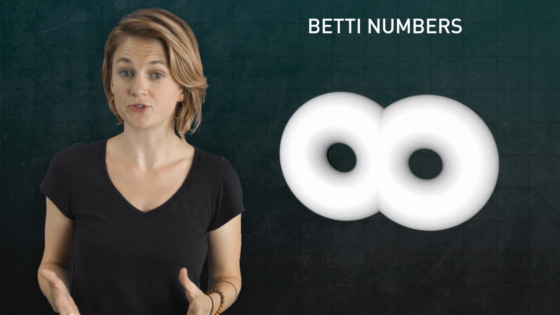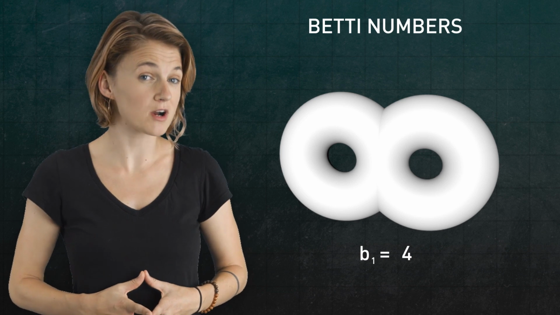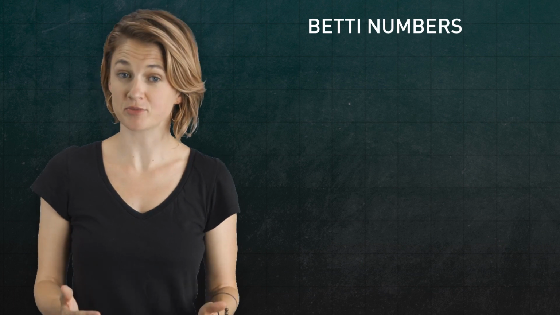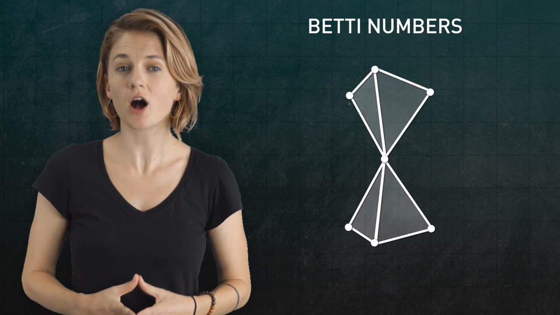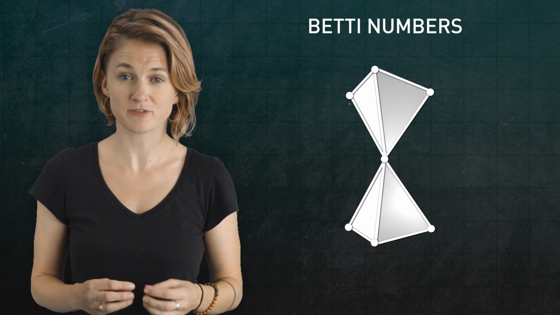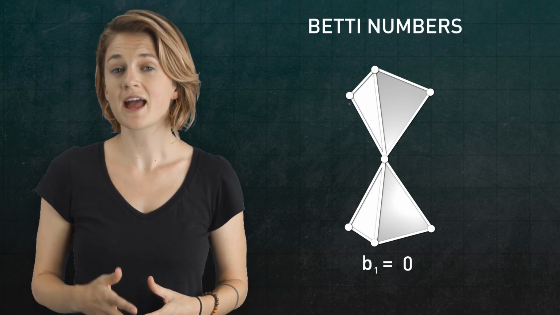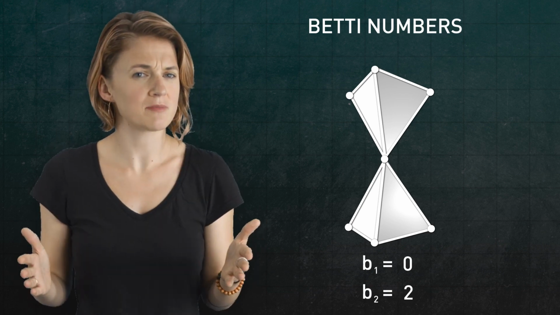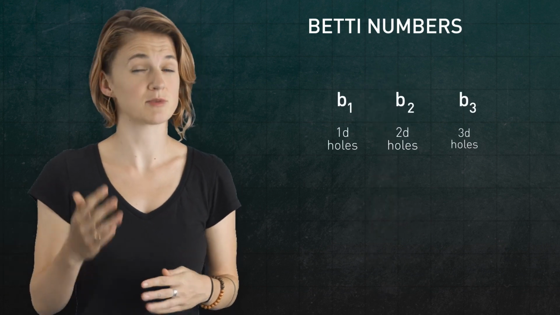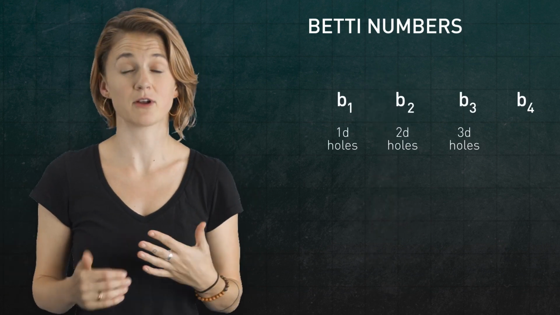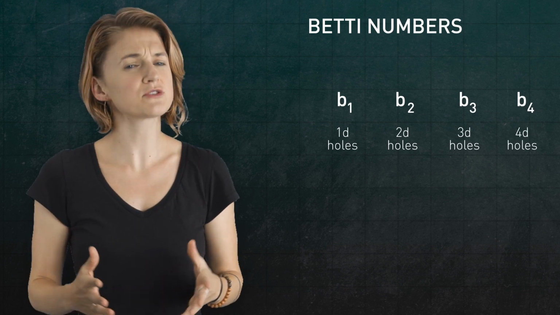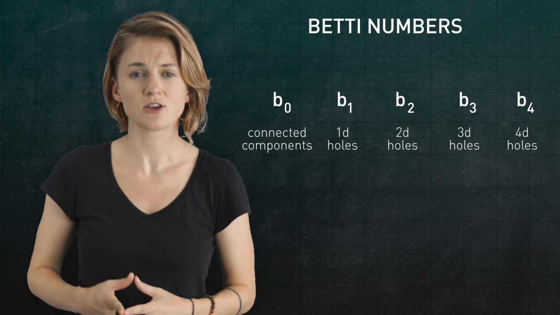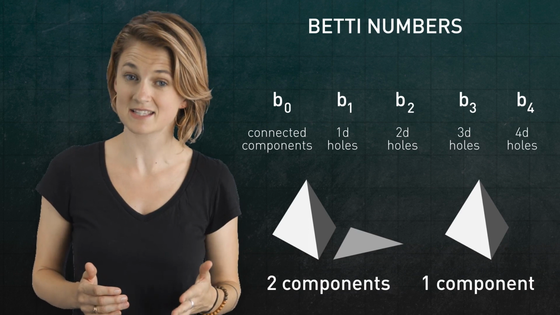What about this 2-hole torus? Its first Betti number is 4 and second Betti number is 1. Here's one more example, this time using a simplicial complex. For these 2 hollow tetrahedra joined at a common vertex, the first Betti number is 0 and the second Betti number is 2. Similarly, by some giant stretch of the imagination, the third Betti number counts the number of 3-dimensional holes, the fourth Betti number counts the number of 4-dimensional holes, and so on. There's also a 0th Betti number, which counts the number of connected components a shape has. So 2 in this case and 1 in this case.